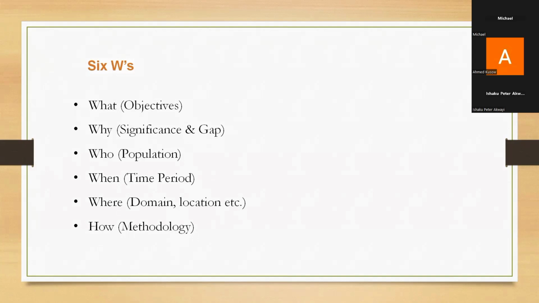It is very necessary to identify the research gap before conducting any systematic literature review. And who: what kind of population, what kind of area, what kind of domain you need to include in your systematic reviews. When? What is the right time to conduct this research? It is very important in a systematic literature review, because we need the right amount of studies to be included in our systematic reviews.